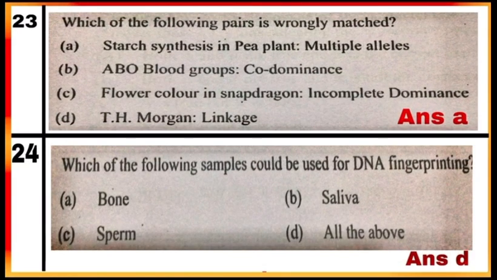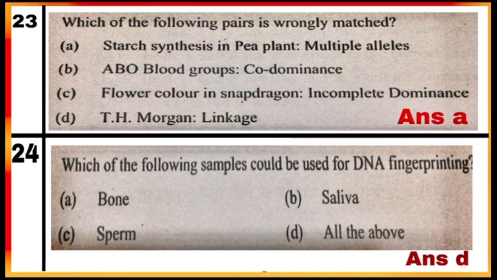Question 23. Which of the following pairs is wrongly matched? See option A. Starch synthesis in pea plant is an example of multiple alleles. This is wrongly matched. Starch synthesis in pea plant is controlled by one gene only, having 2 alleles. So it is not an example of multiple alleles. So here the correct answer is option A. Other options given in the question are rightly matched.